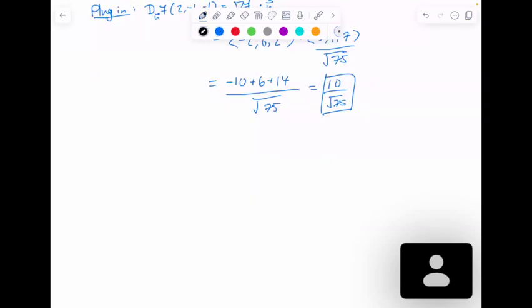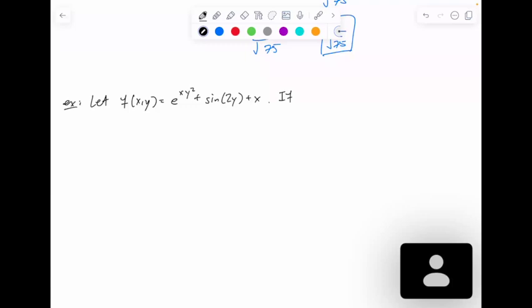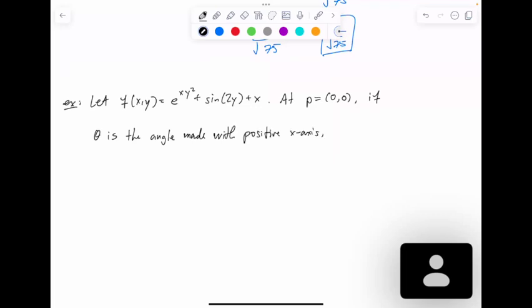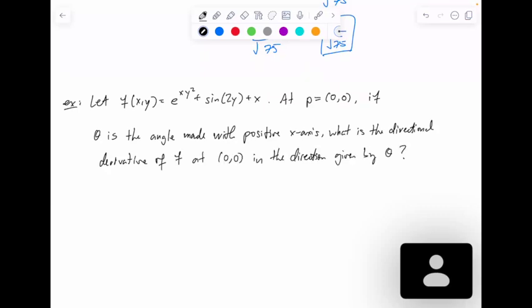So let's do another example, this time in two variables. Let's say f of x, y is equal to e to the x y squared plus sine 2y plus x. Let's say at the point at the origin, if theta is the angle made with the positive x-axis, just like in standard polar coordinates, what is the directional derivative of f at (0, 0) in the direction given by theta? All right, maybe I'll let you have a couple minutes to think through this, and then propose your ideas in chat, and we'll go over this together.